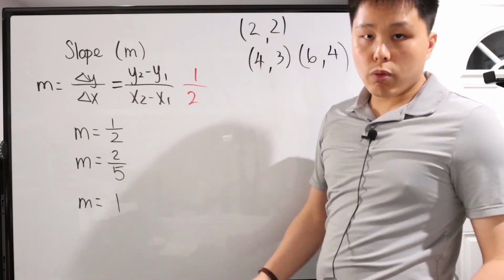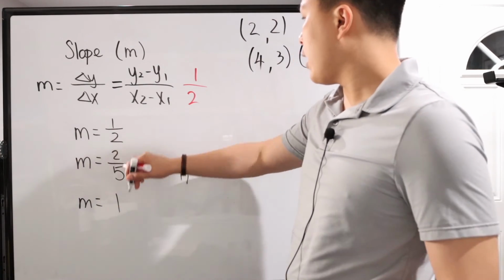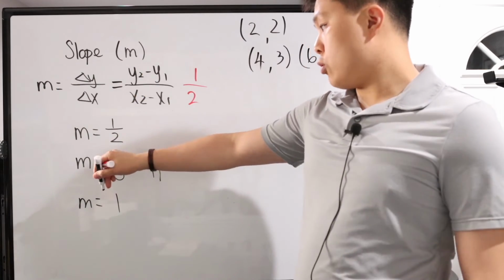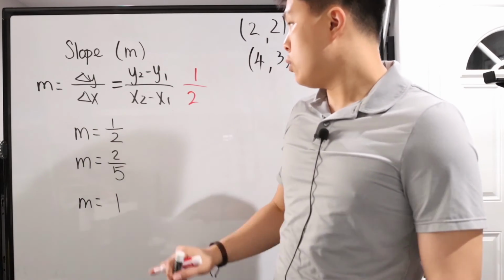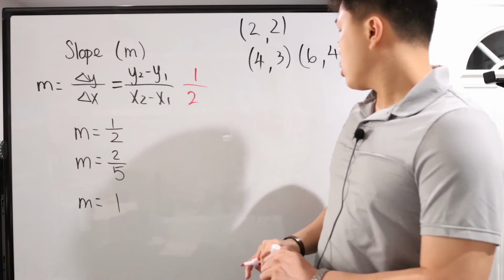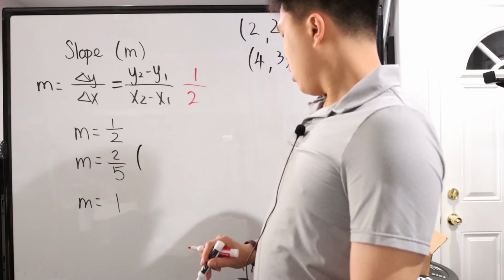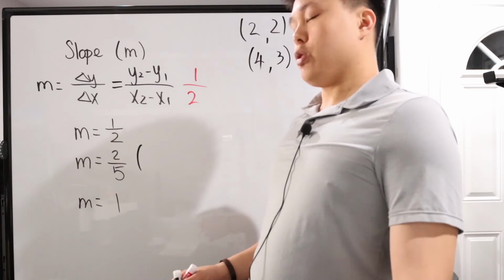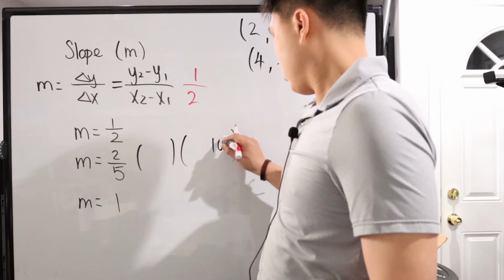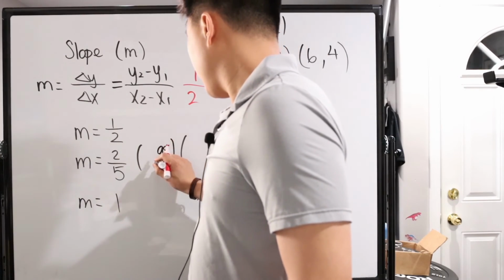Same with this one. 2 over 5. 2 points that will give you the slope 2 over 5. So all you have to do is just pick the y2 and y1 such that when you subtract them together, you get 2. And x2 minus x1 such that you subtract them together, we get 5. So let's just make up some really quickly. Well, crazy number. Let's just do a 100, right? That works. And that means we would have to subtract 98 to make sure that we end up with 2.